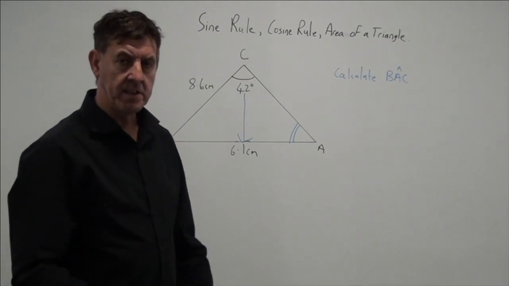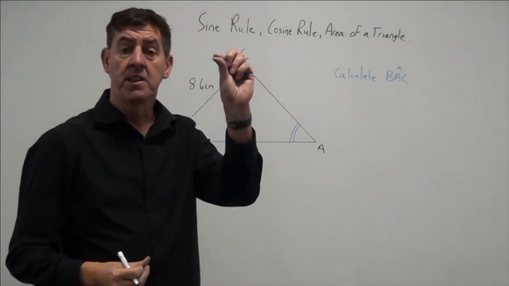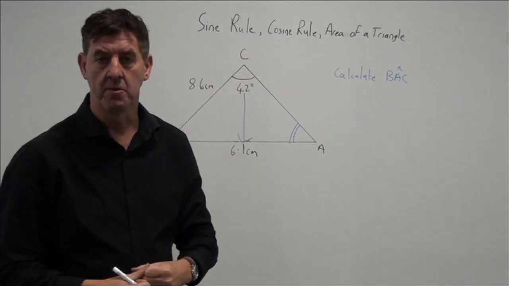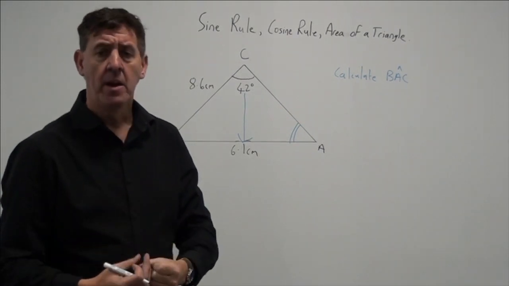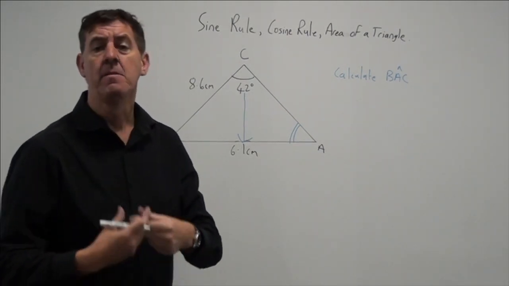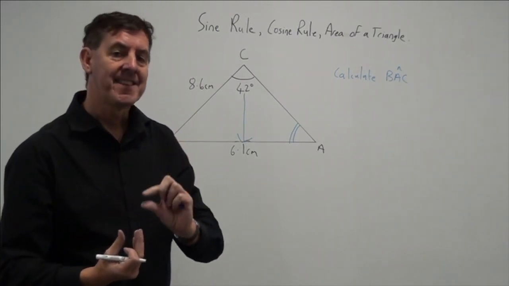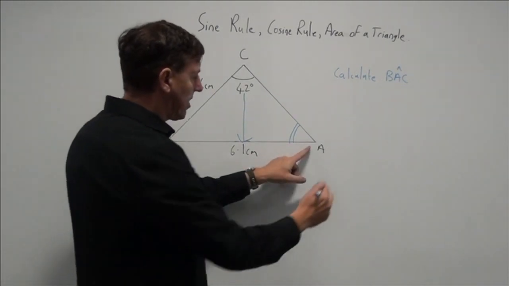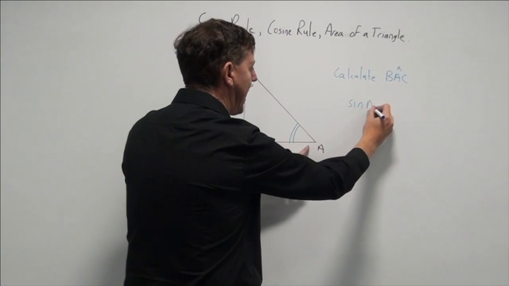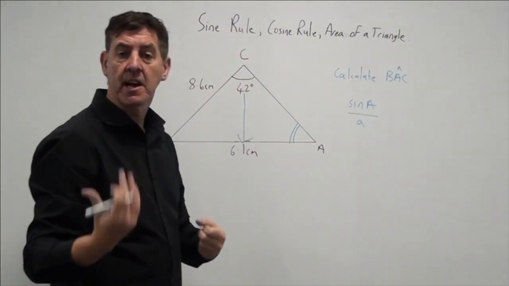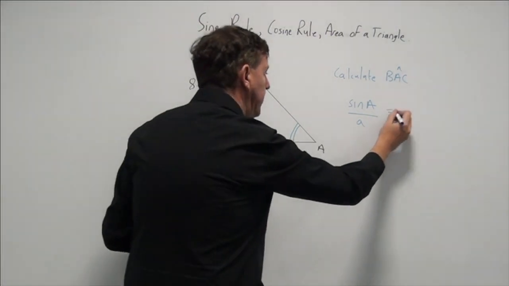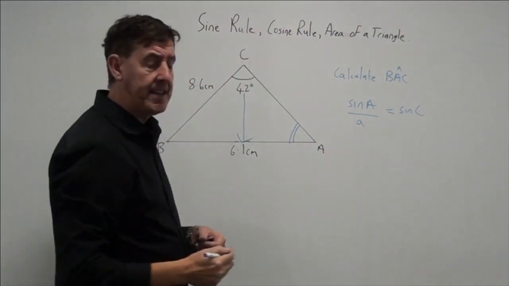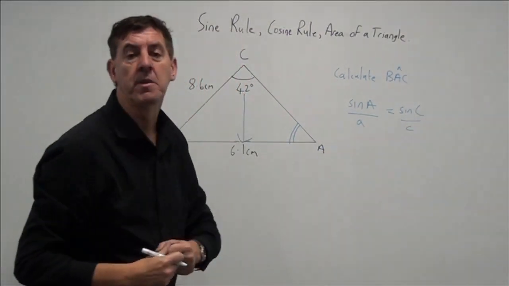Now remember, it doesn't matter whether you've got the lengths on the top, or the sine of the angle on the top in your formula. If you're trying to calculate an angle, it's better having the sine bit of the formula on the top and the side on the bottom. Just makes life easier to manipulate. So what have I got? I'm trying to calculate A, so I'm going to put sine A on the top, and I'm going to put its partner side on the bottom. And because I'm working with C and little c, I'm going to have sine C with the letter c on the bottom of that formula.